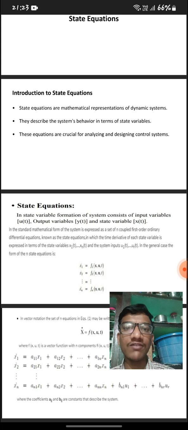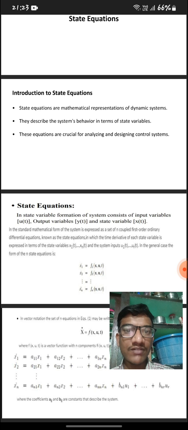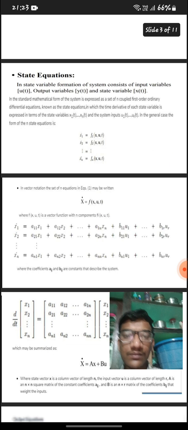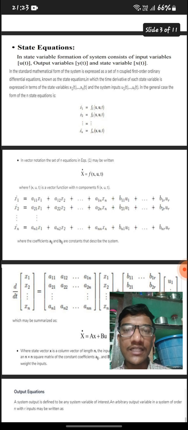So these state equations are mathematical representations of dynamic systems, and they describe the system's behavior in terms of state variables. These equations are very important and crucial for analyzing and designing control systems. So this is the introduction to state equations, and now we can see the state equations.